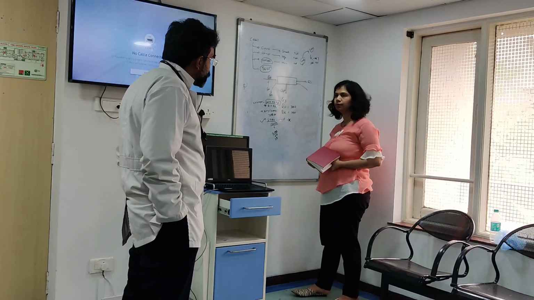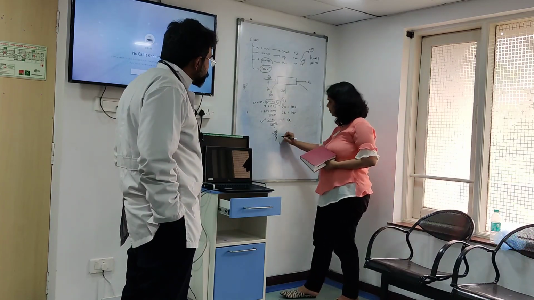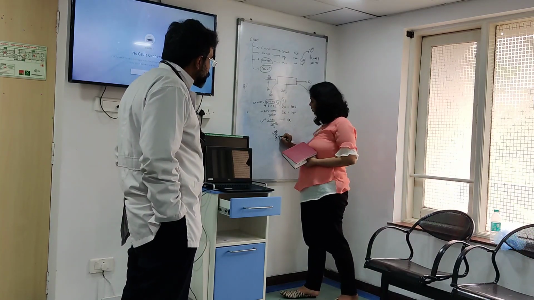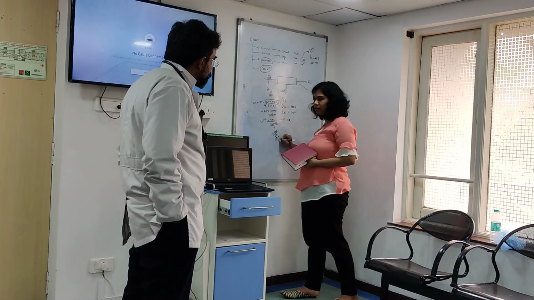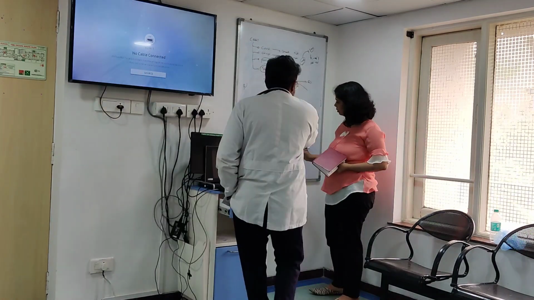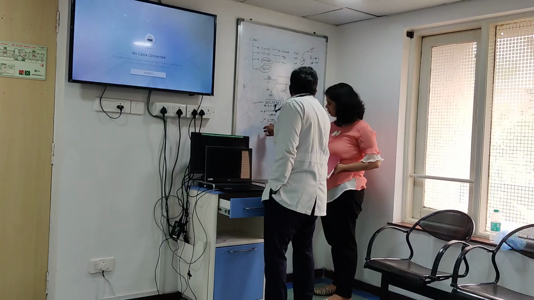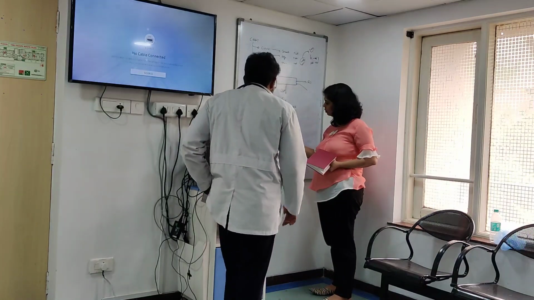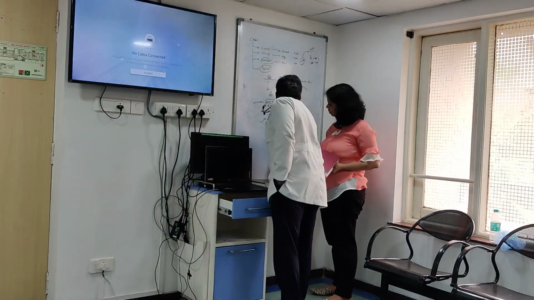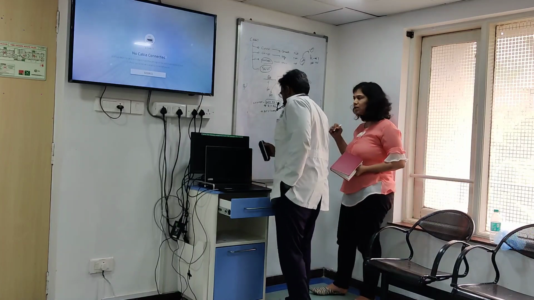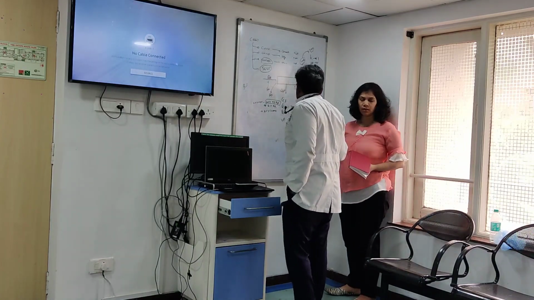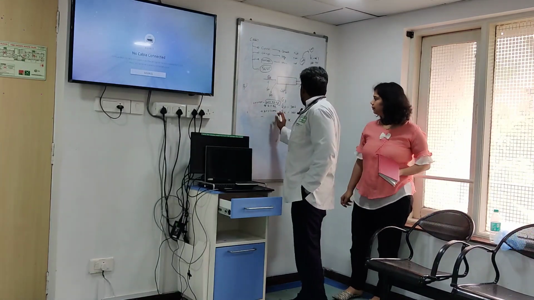What should be your pump flow, in ml per minute? How much should be ml per minute here? See what you have done till now. Into 60 again, no? Into 60, so this is 1200. What is your dose here?